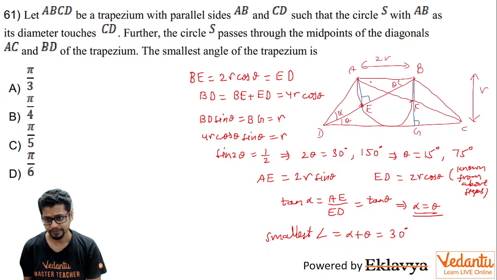So that means if you had taken AB to be the larger of the two parallel sides, then also the smallest angle would have turned out to be 30 degrees, as you would have understood clearly. So D is the answer.